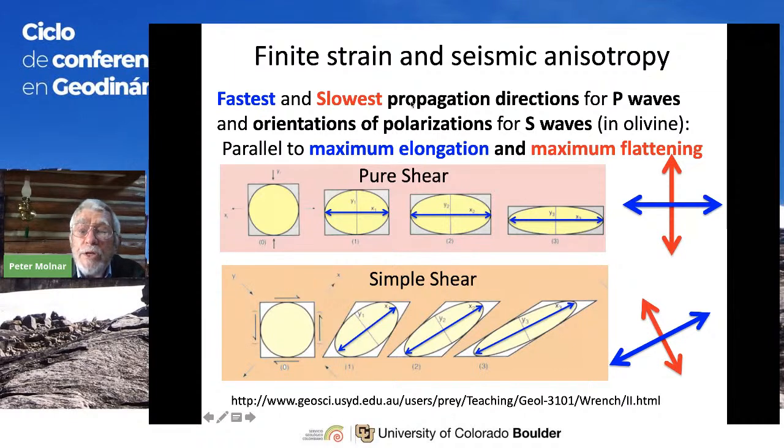And for polarization of S waves, imagine an S wave coming out of the screen. The S wave is coming toward you. The S wave that's polarized horizontally here is faster than the S wave that is polarized in the Y direction with this orientation. The S wave polarized with this orientation is faster than the S wave polarized with that orientation.